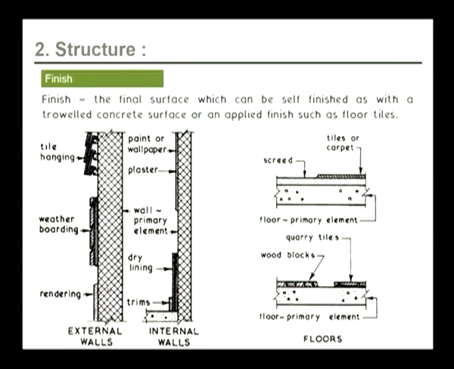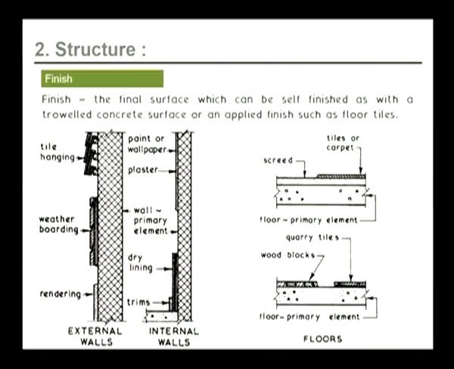This is an external wall, and here we have tile hanging, weatherboarding, a painted surface or a textured painted surface. All those can be called finishes. In the internal walls, we might have wallpapers, or we might leave it just plaster, but the wall is a primary element, and all the finishes are secondary elements.